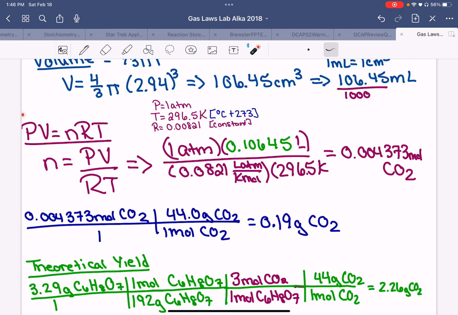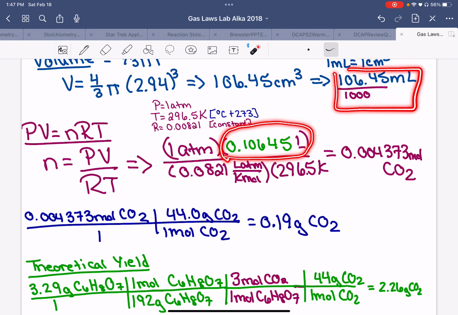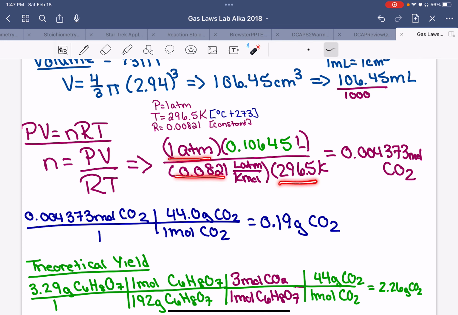Then we're going to use our ideal gas law. This is where we're starting to get into our gas law unit, PV equals nRT. We've seen this before in one of our other labs as well. We rearrange to get the n. n is equal to PV over RT. The only number that you have to put in here is this green number here, which is your volume. But your volume has to be in liters, so you have to take your number that you had earlier and divide by 1,000, or move the decimal in front by 3. The rest of these numbers stay where they are.